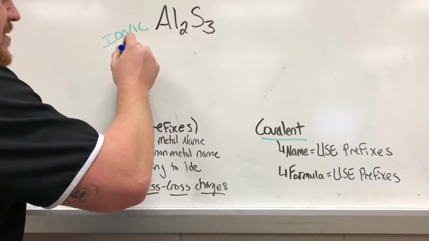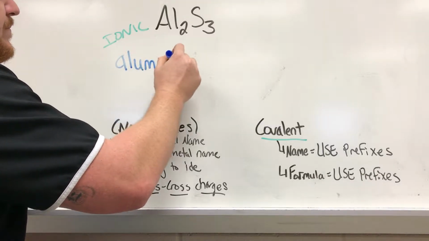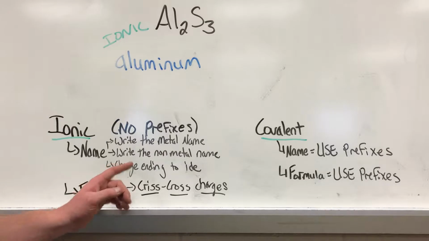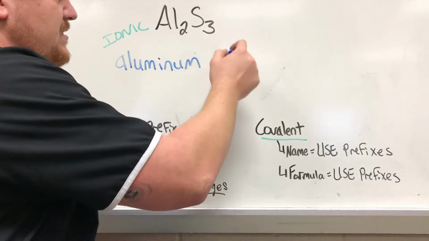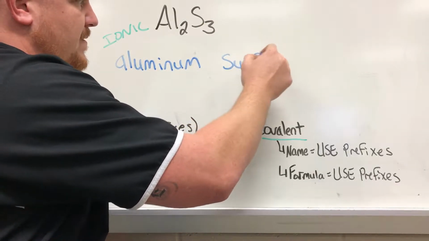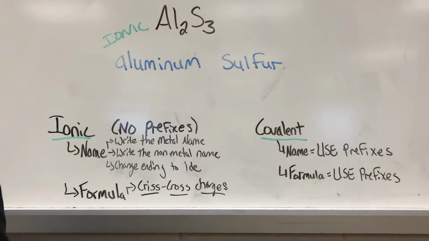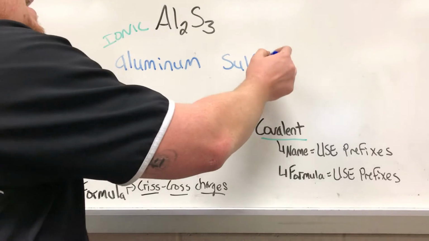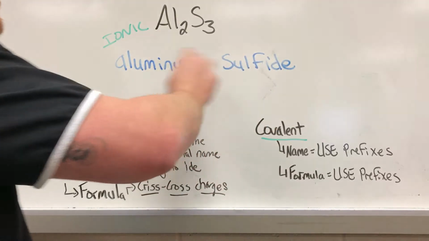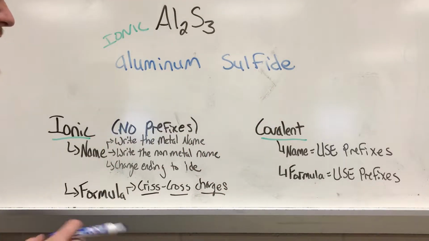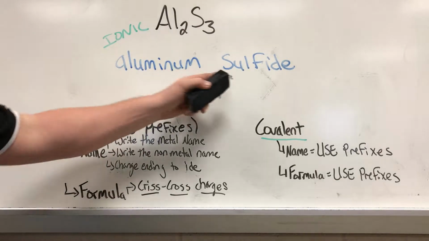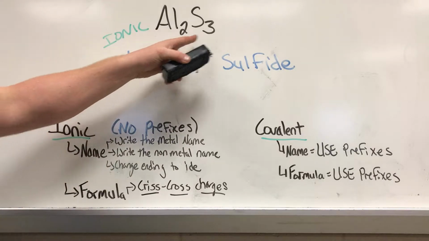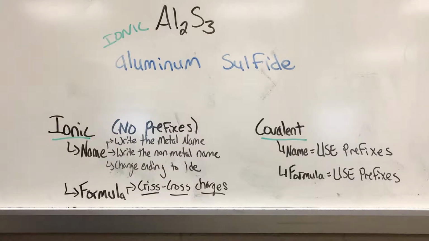So we write aluminum, and then we write the name of the nonmetal. This is sulfur, and then we change the ending of the second word to IDE. Aluminum sulfide is the correct IUPAC name for this compound. Notice there are no prefixes here, even though there are subscript numbers.